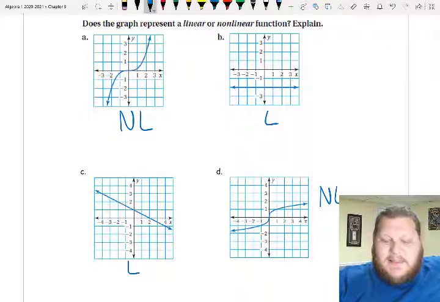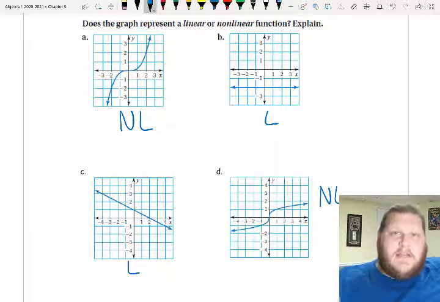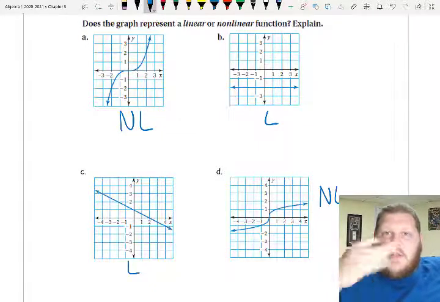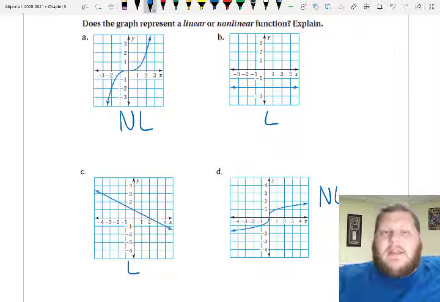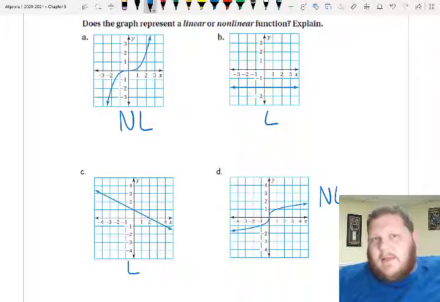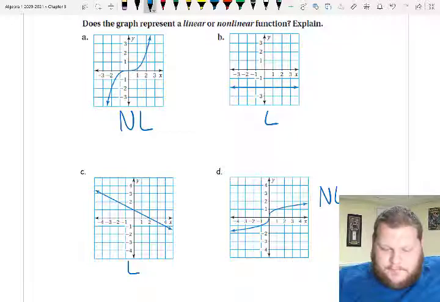And those ones, again, B is that horizontal line, even though it is flat and straight across. It doesn't have any curve to it, or any angle to it. It is still a linear function. It still passes the vertical line test. It is a constant rate of change. It's just that in this case, that rate of change is going to be 0.